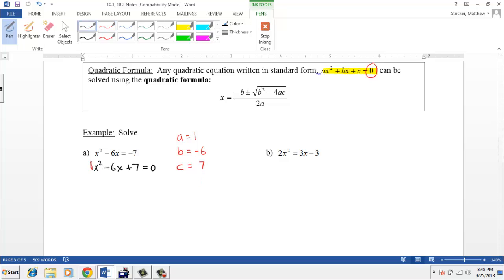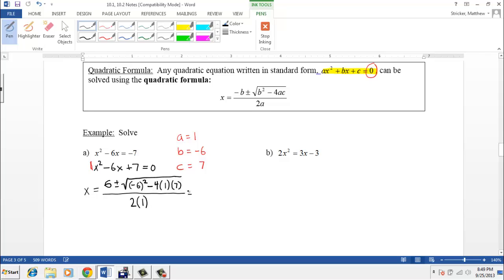And so what we do is we just take these three numbers and plug them into our formula. x equals negative b, or the opposite of b, and if b is a negative 6, that means we're going to write the opposite of that, a positive 6, plus or minus the square root of b, which is negative 6 squared, minus 4 times a, a is 1, times c, c is 7, and this whole thing is divided by 2 times a, and a is 1.